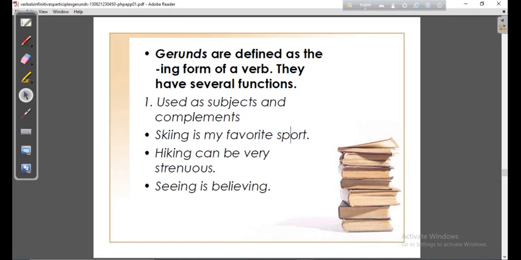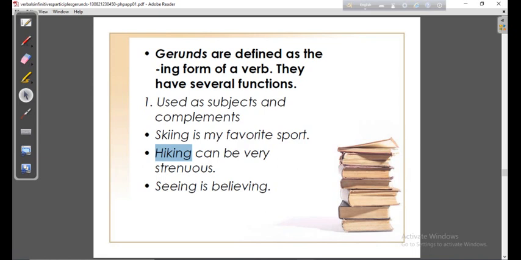Hiking can also be very strenuous. Hiking. Hike, it has taken ing, hiking, and now here it is working like a noun. And what is the verb? Can is the verb here. So if can is the verb, hiking is a subject, no doubt, and a subject must be a noun. So here hiking is also a noun. Dear students, I think you have understood it.